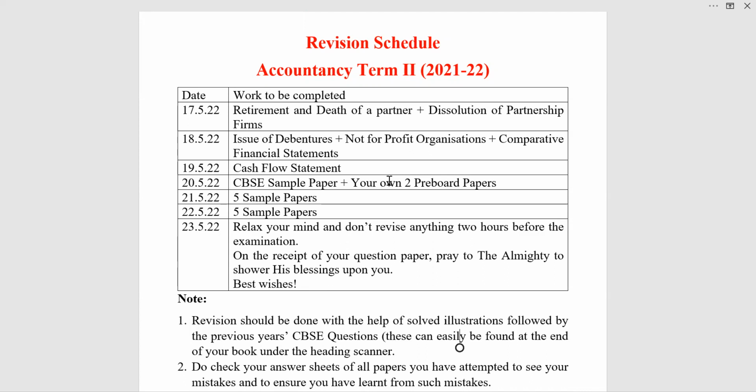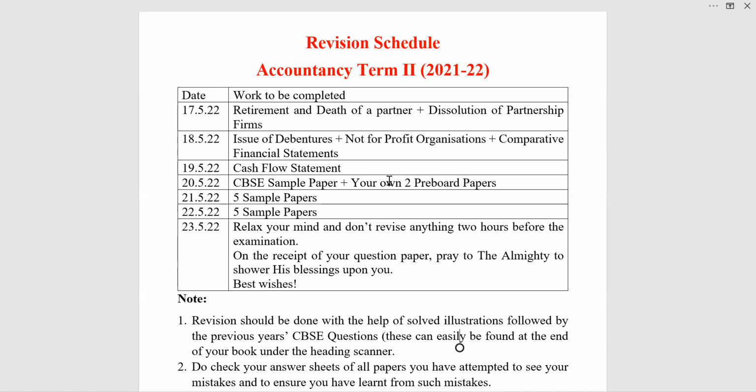On May 19, I think the cash flow statement should be given the whole day because it's quite a lengthy and time-consuming chapter with a lot of concepts. So after you have revised all these 6 chapters till May 19, now on May 20, what should you do?